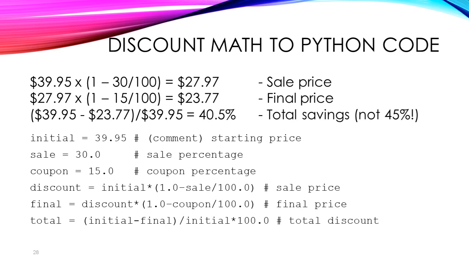Now let's convert our math to Python code. So we're assigning our variables, initial, sale, and coupon. Notice all the constants are floating point values. Then we calculate our discount, calculate final, and then finally calculate total using the exact same equations that we developed earlier.